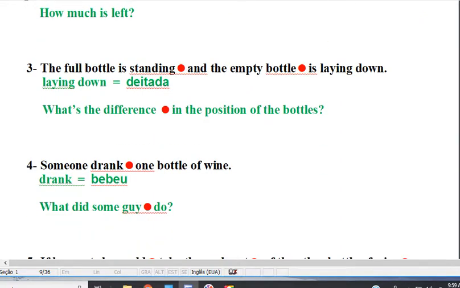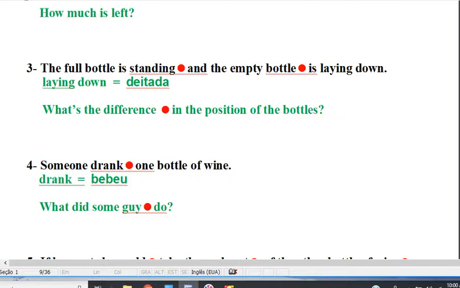Line 3. The full bottle is standing. The full bottle is standing and the empty bottle is laying down.